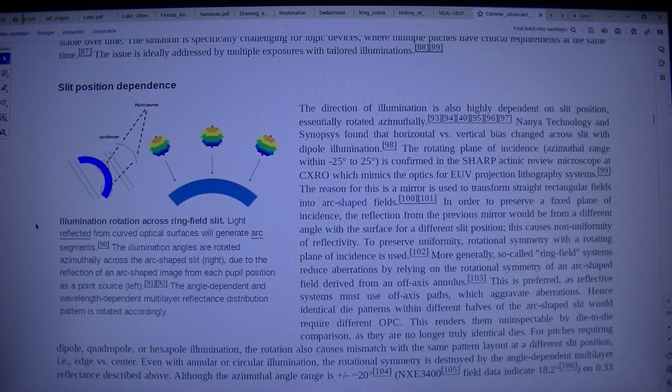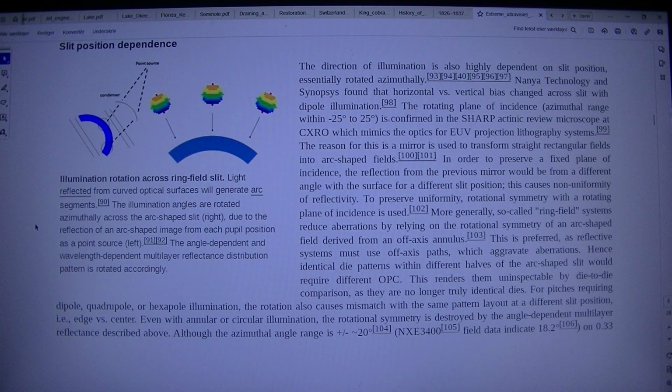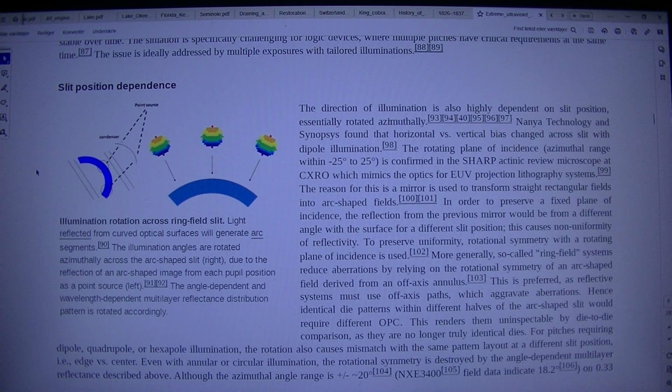Slit position dependence. Illumination rotation across the ring field slit. Light reflected from curved optical surfaces will generate arc segments. The illumination angles are rotated azimuthally across the arc-shaped slit (right), due to the flexion of an arc-shaped image from each pupil position as a point source (left).